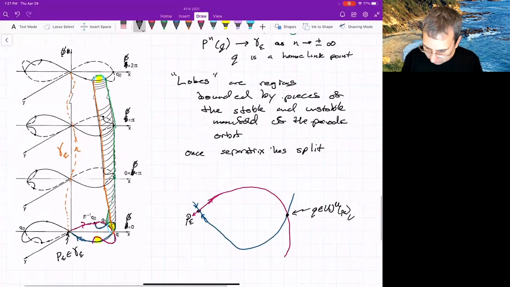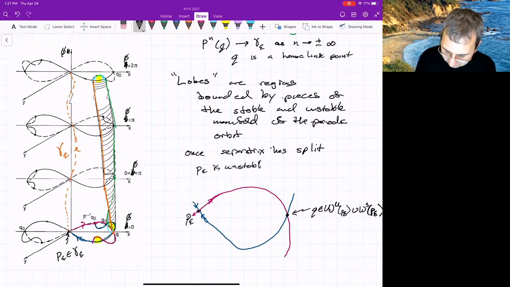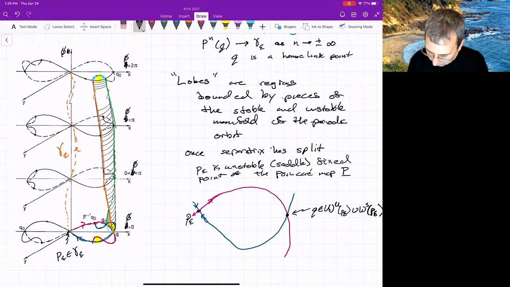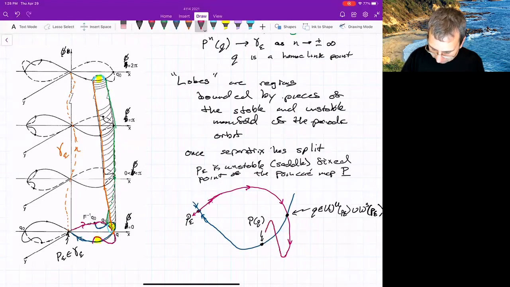Running out of room. So viewed as a map, P epsilon is a fixed point of the map. It's an unstable, in fact, saddle type, fixed point of the Poincaré map. So Q would map to somewhere else. This is P of Q. And it's always good to kind of draw the arrows, even though we don't have continuous motion. This sort of tells us this is unstable. It'll be kind of less obvious at some point.